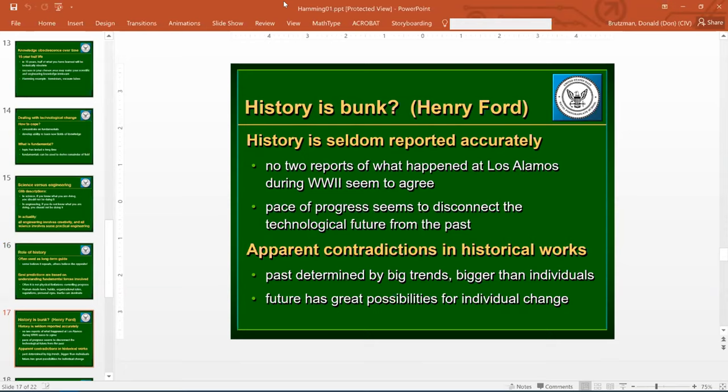History is bunk. Well, how can it be true if nobody agrees? Yeah. And how can it be true if we can't record it properly? Comments, please. Oh. Anybody have a comment?